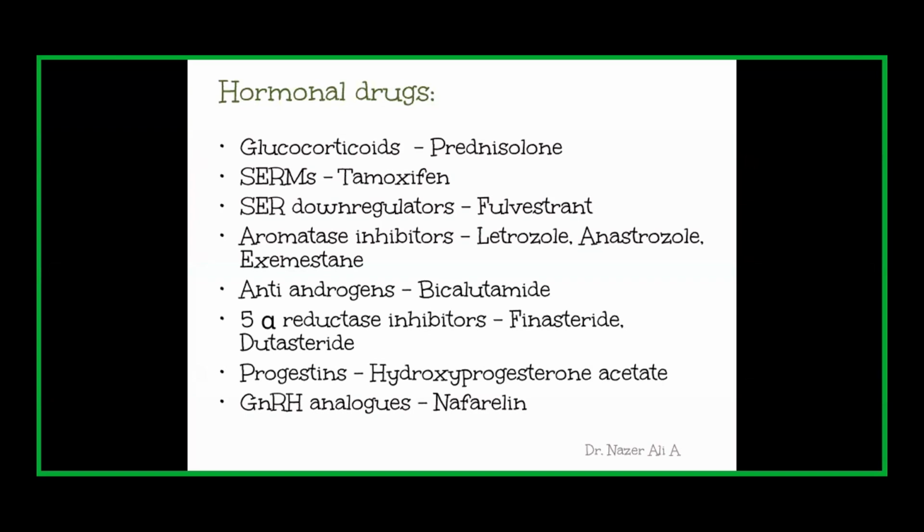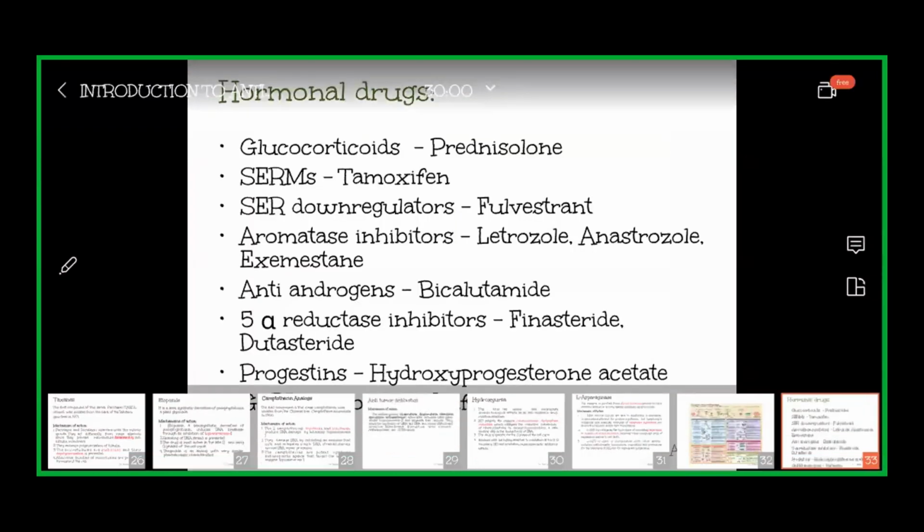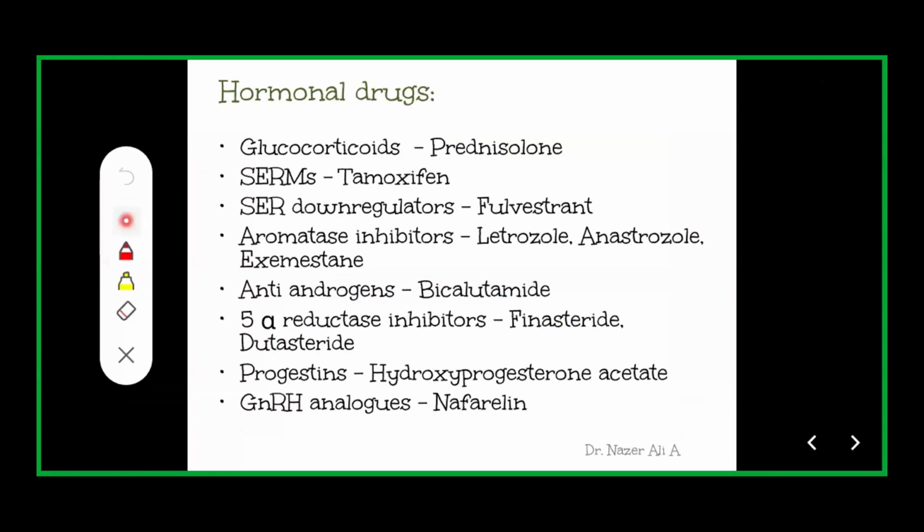So how can we inhibit estrogen exposure, or reduce the estrogen in the body? First, we can reduce the amount of estrogen in the body, that is, interfere with its production by targeting the aromatase enzyme. That's why we are giving aromatase inhibitors.